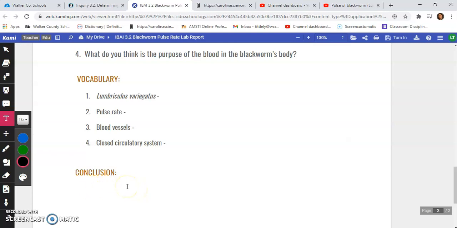Remember, your conclusion should be a paragraph, at least 5 sentences long, and it should relate back to the claim we made in our hypothesis, the evidence we gathered in our data, and then any reflections or responses that you have in relation to that evidence that you saw.